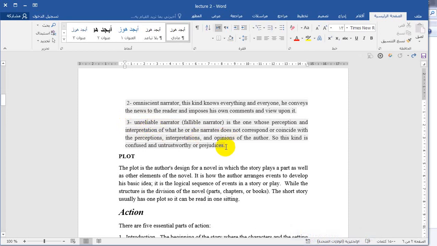Either he is a very, very old person whose memory sometimes does not work well, or maybe he is a child. You know, we can't take a child's speech as trustworthy. Other times he suffers from some sort of madness or mental disease. So such a kind of narrator is called an unreliable narrator.